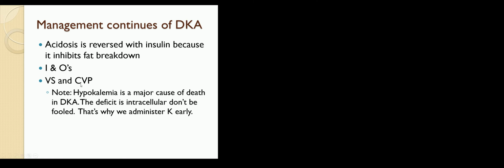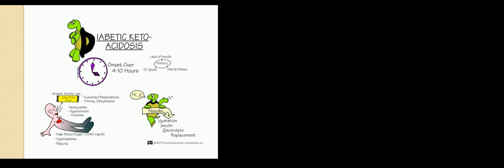I&Os, vital signs. They may actually have to be on central venous pressure monitoring depending upon how bad they are. Note, hypokalemia is a major cause of death in DKA. Hypo, not hyper, because the deficit is intracellular, so don't be fooled. That's why we administer potassium early. Remember that.